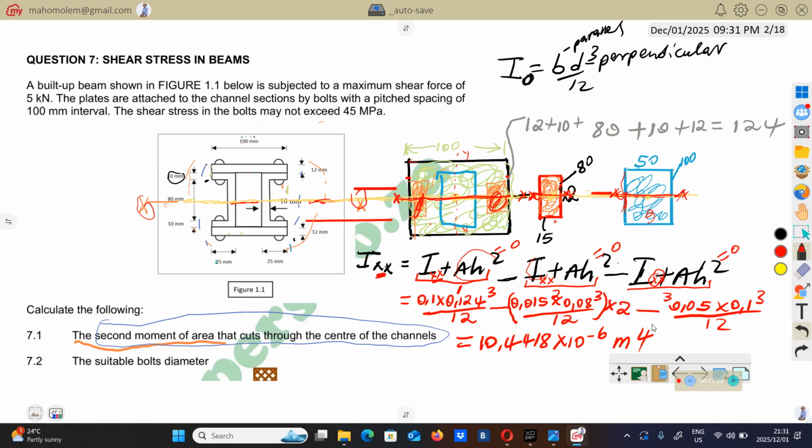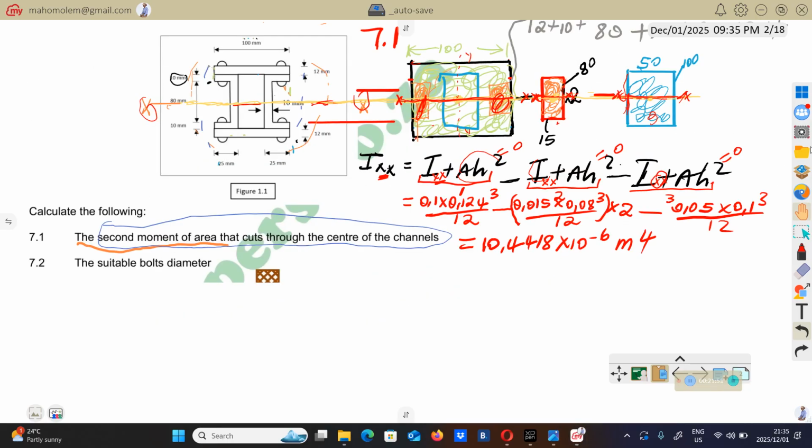They've asked us to calculate the second moment of area that cuts through the center of the channel. So this is 7.1. Right, we can do this in different ways. I know some of you do have the memo. So they've done it differently in your memo, but I can just touch it so that you don't get stuck.